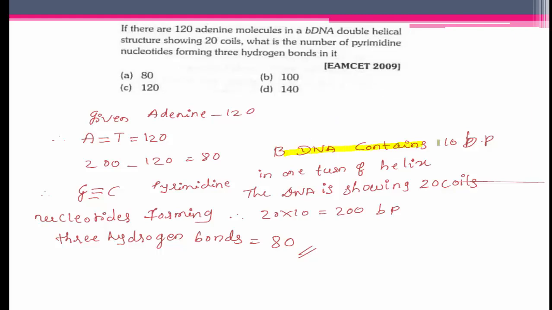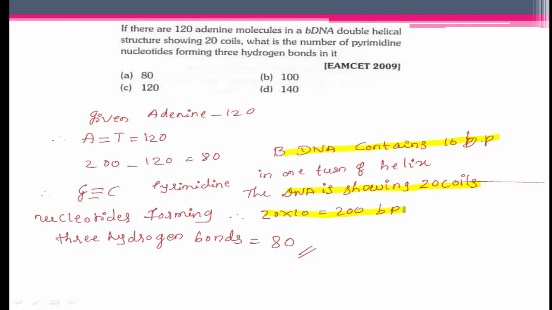In one turn of the helix, how many base pairs does it have? 10 base pairs. How many turns or coils are shown by the DNA in the given question? The DNA is showing 20 coils. In each coil, how many base pairs are present? 10 base pairs. Therefore, let us multiply 20 into 10. It becomes 200 base pairs.